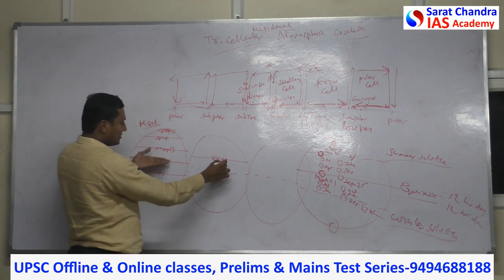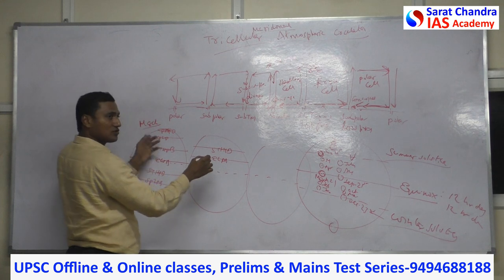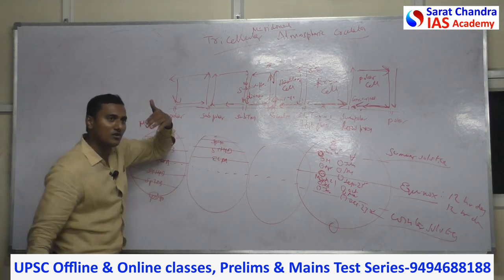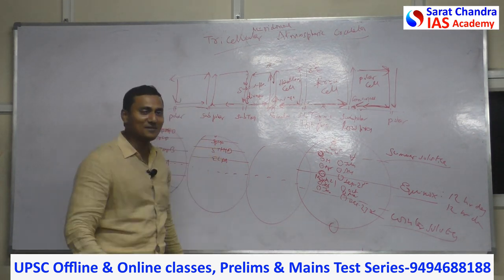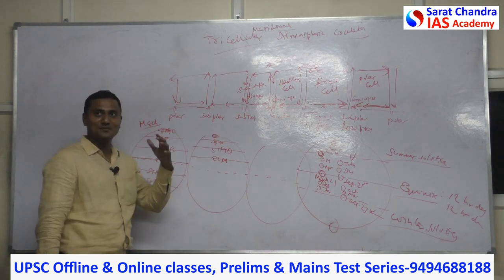Then this belt will go up, the subtropical high pressure belt. This belt will also go even up, the subpolar belt. Polar will go outside the earth. Is it possible? No. So it will stay there only. So remember, only the polar belt will not move. Remaining all belts will move. That is a very important thing.